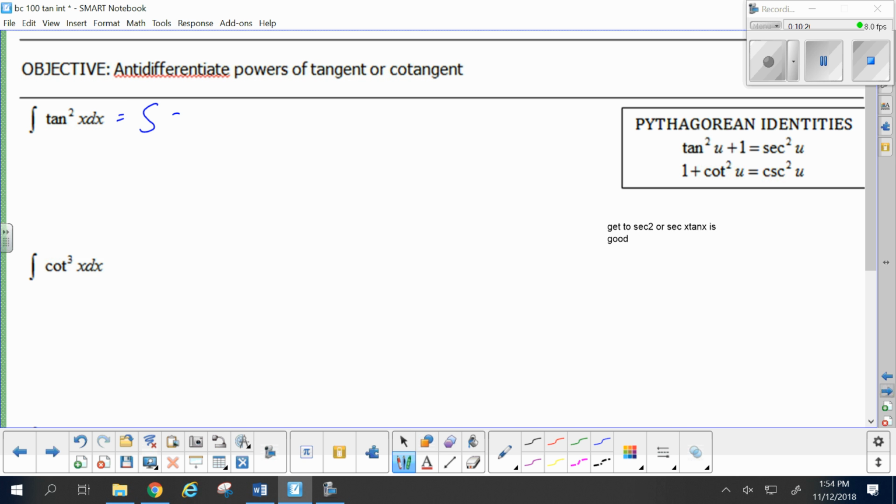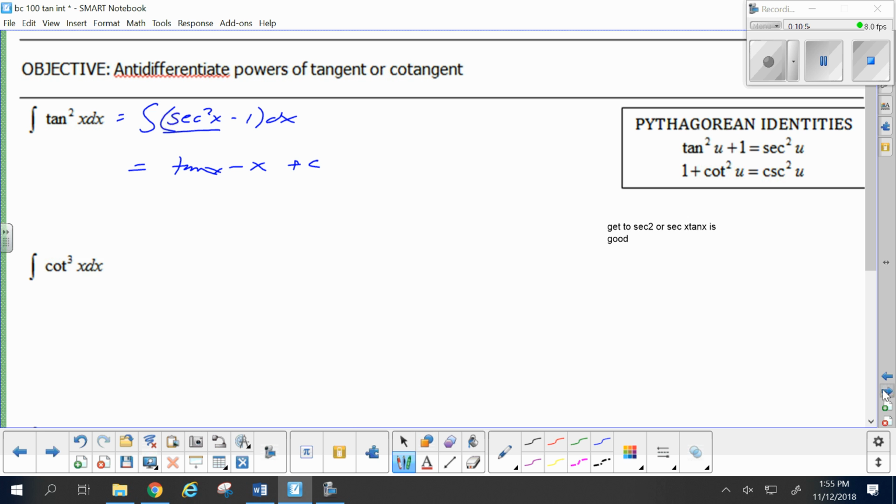Use an identity. I heard secant squared minus 1, yeah? Does that do anything for you? That's good. What's the first antiderivative? Secant squared is the derivative of tangent, and negative 1 is negative x plus c. So, use an identity.